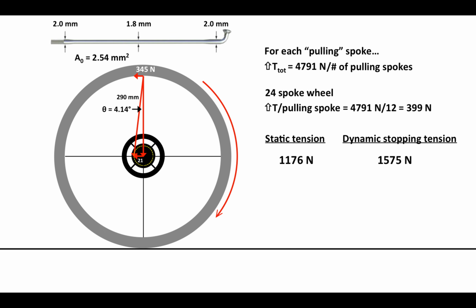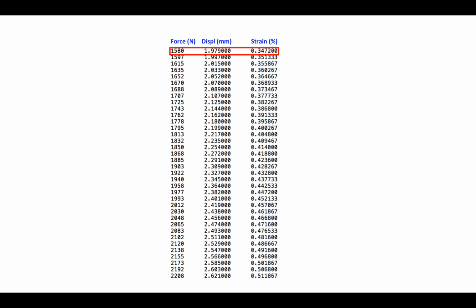But this dynamic stopping tension number looks like it might be problematic. That data point there is indicating a strain of about 0.35%.